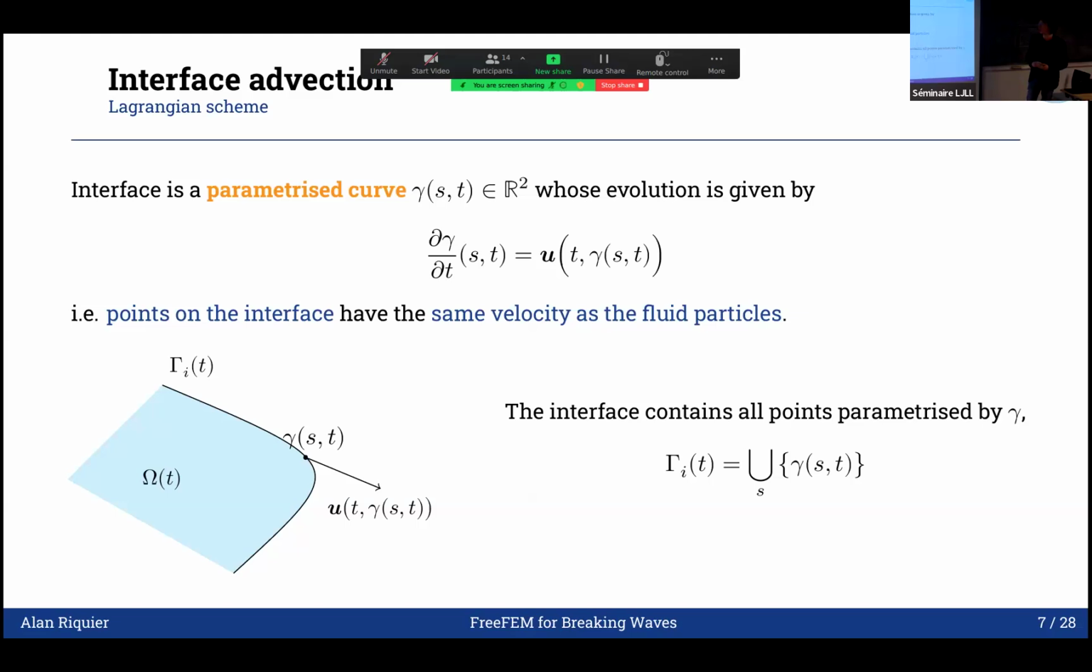What's quite new here is a Lagrangian advection scheme, which means that I represent the interface as a parametrized curve with S the parameter. And I want each point on the interface to move with the exact velocity of the fluid. So this is what this equation says.